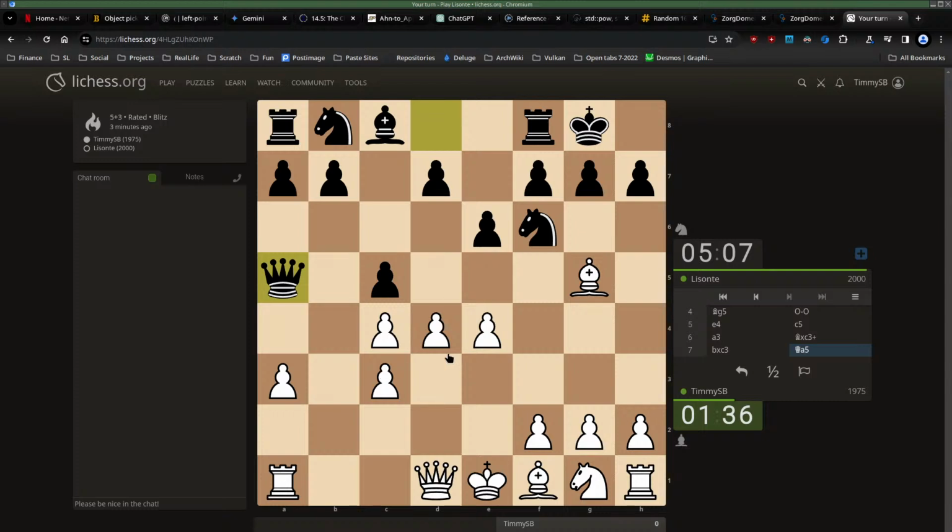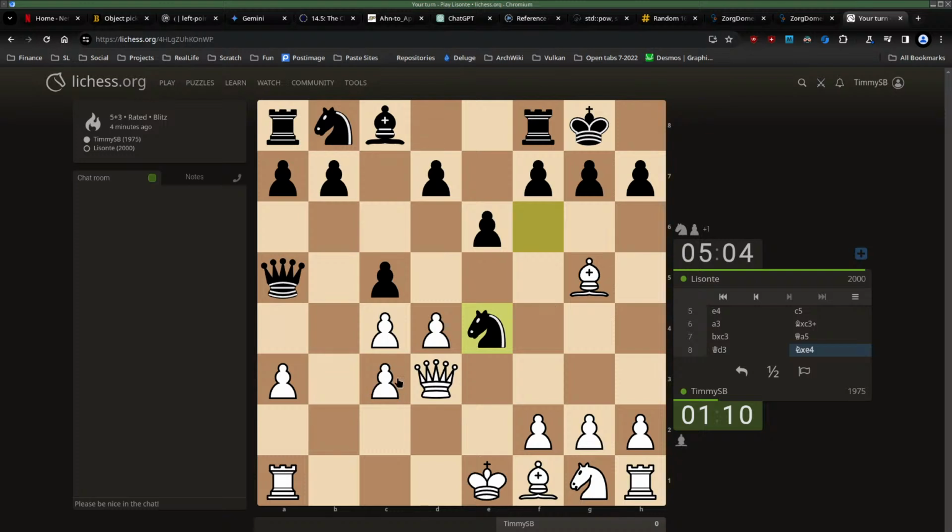I want to defend this pawn, but not with the bishop. I think I have to defend it with the queen. I'm so going to lose on time like this. Oh, yeah. That seems like the correct thing here.